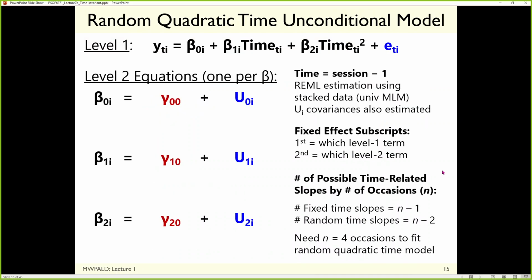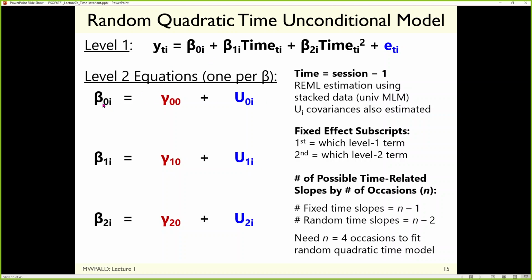All right. So what would this look like? Let's go back to straight up unconditional models. So random quadratic being one of the more complex ones that we've seen thus far. This could be log time or regular time. You take your pick. So time is going to be session minus 1 here. So this is long stacked data.